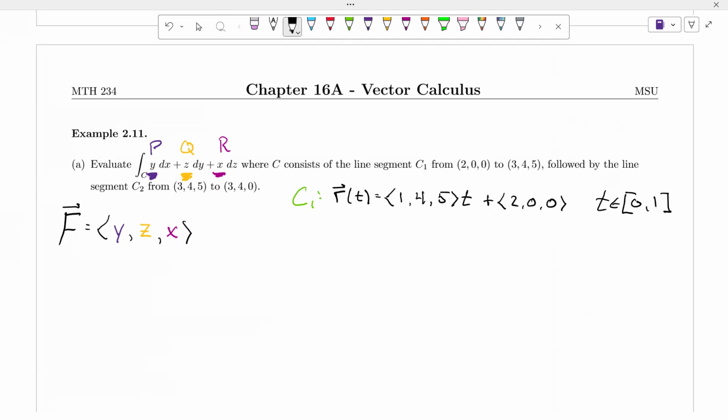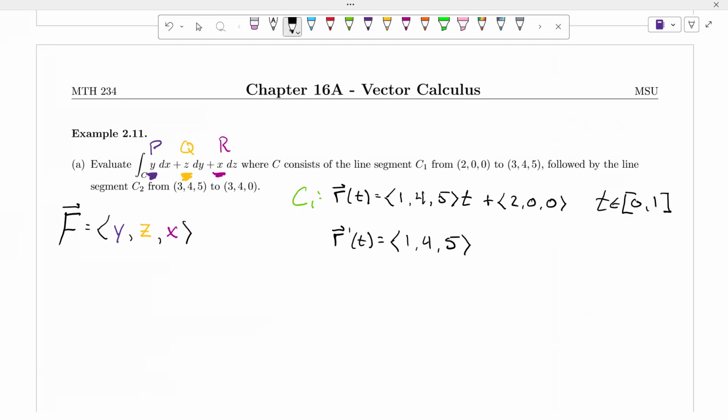So that's my line segment. Gets me from one to the other. Notice that if I plug in 0 for t, I get 2, 0, 0. If I plug in 1 for t, I get 3, 4, 5, which was our goal with one of those parameterizations, or with one of those line segments. r prime of t then is conveniently just 1, 4, 5.